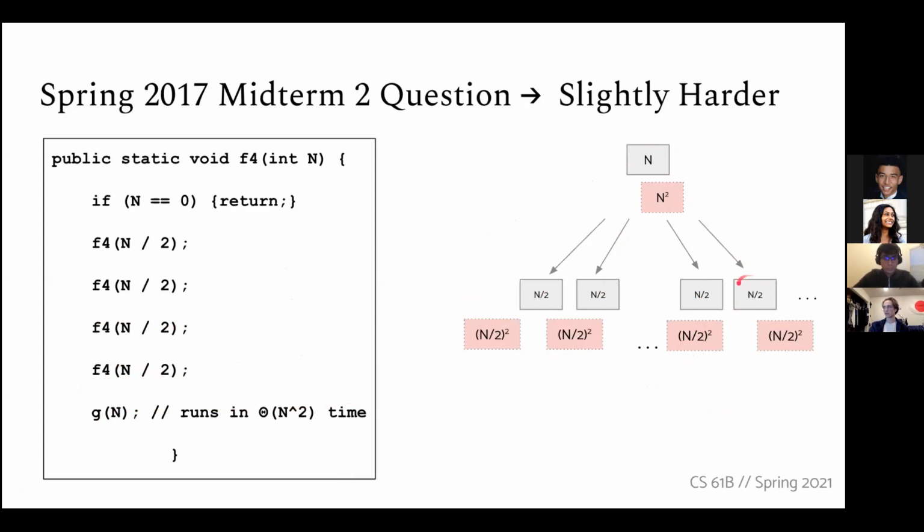Step into this node, create this node. We create the 4 subnodes underneath it. Come back to here, do our g of n work. And then last but not least, we go back to the top and we've done our 4 recursive calls and we can now run g of n on the original node, which will result in our n squared work.